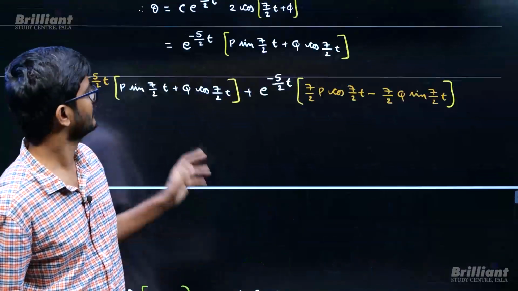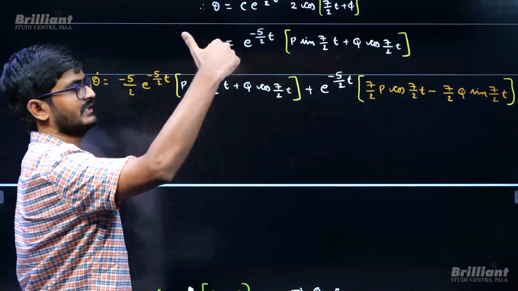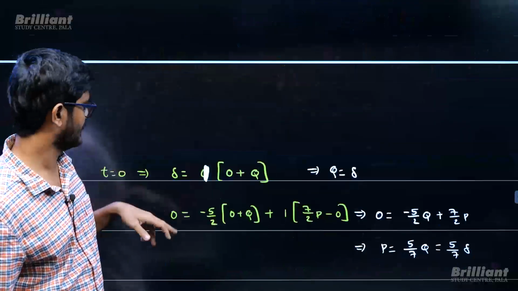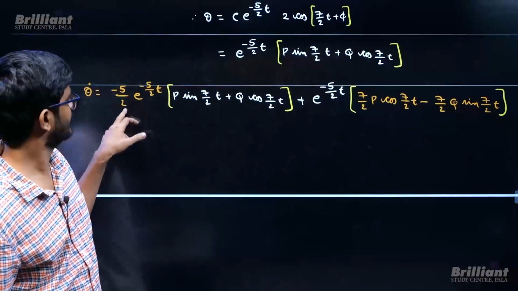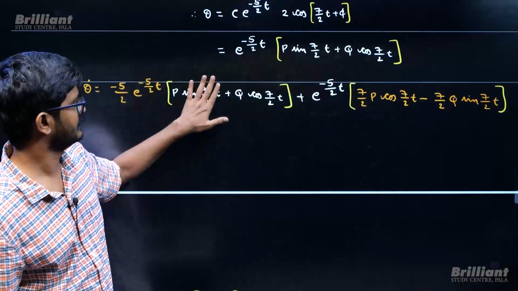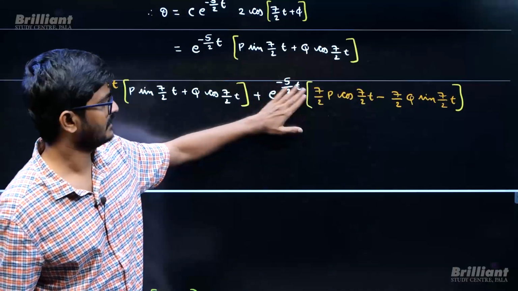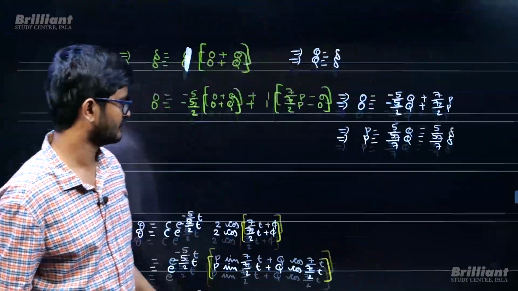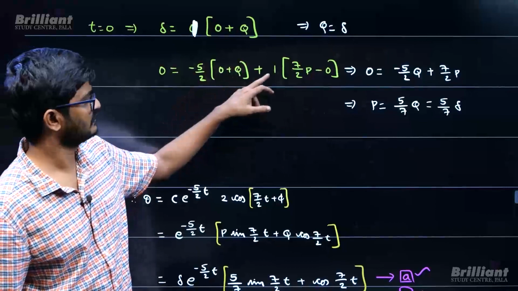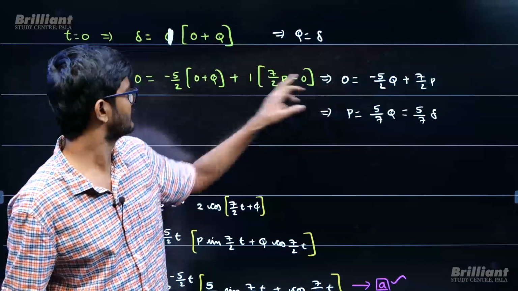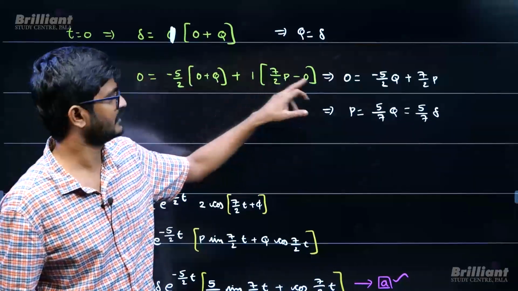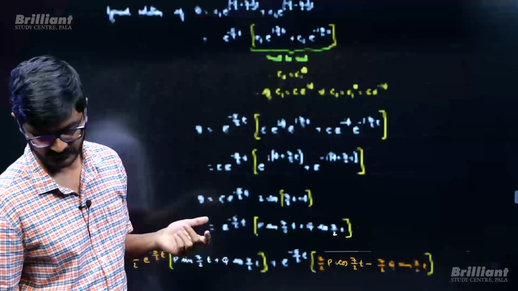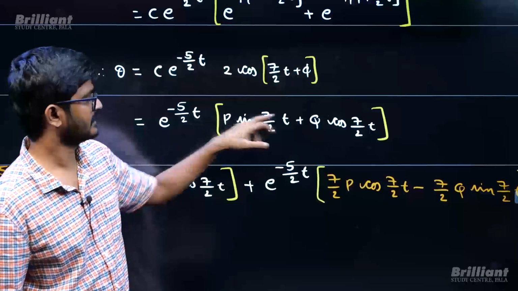Okay, that is fine. Now theta dash, what is the angular velocity when you leave it? Angular velocity is 0, so this is 0. When you substitute 0, what will you be getting? 0 equals minus 5 by 2 into 1, this is 0, this is q, 1 into 7 by 2 p, this is 0, minus 5 by 2 into 0 plus q into 1 into 7 by 2 minus 0. So q value you know is delta, so from there you can find p value is 5 by 7 delta. Once you know p value, q value, you can substitute it here to get the solution.